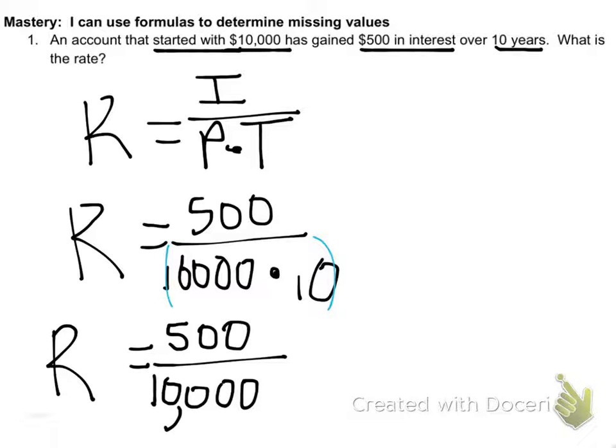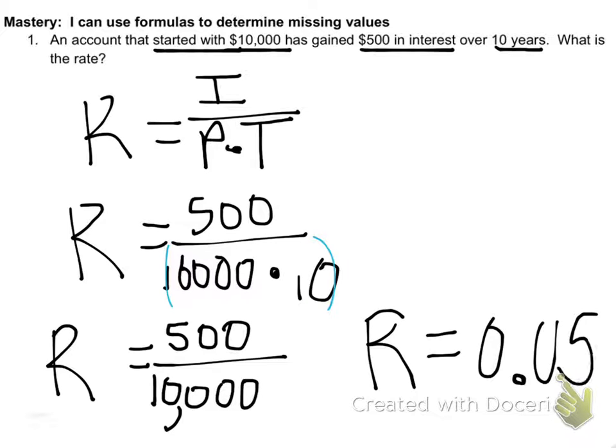I'll go ahead and throw this back in my calculator. 500 divided by 100,000. And my final answer is R equals 0.05. All right, what I want you to do is pause this video and see if you can work on the next problem.